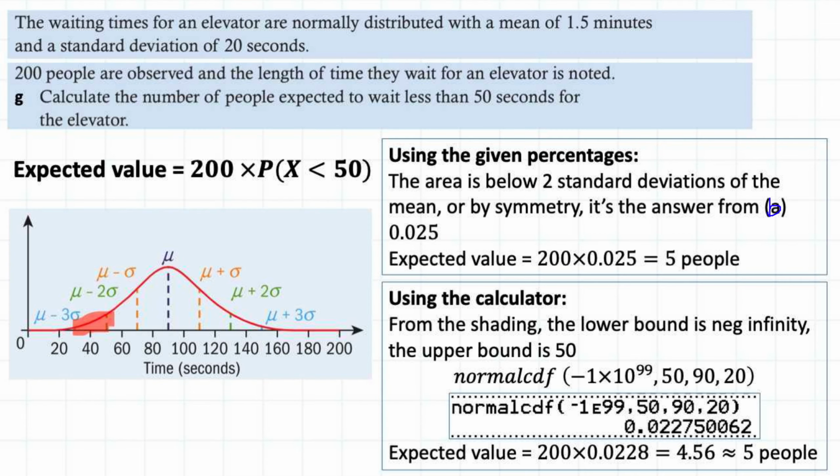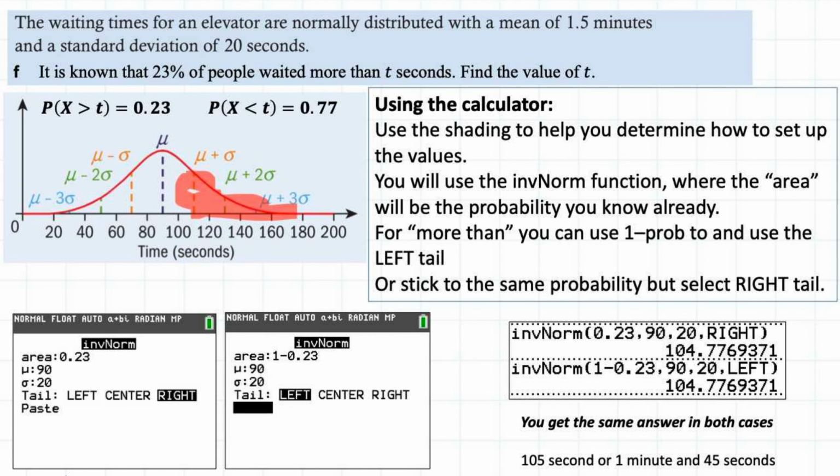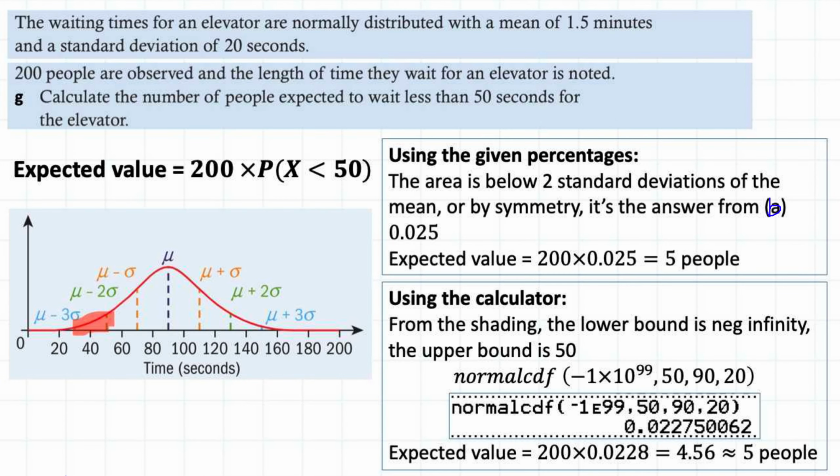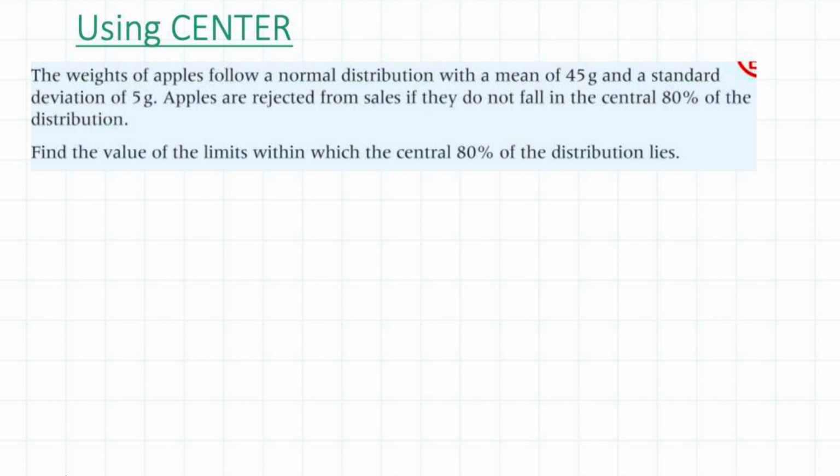So you've noticed there was a center option in the inverse norm here in the center. So when do we use that? So we're done with this question, but we're starting another question just to explain the center. This is an example where the center is used. The weights of the apples falls in normal distribution, and they're rejected if they fall in the central 80% of the distribution. So if we do the normal distribution with a mean of 45, if they fall within 80% of the center, so the area is 0.8, then we reject the apples.